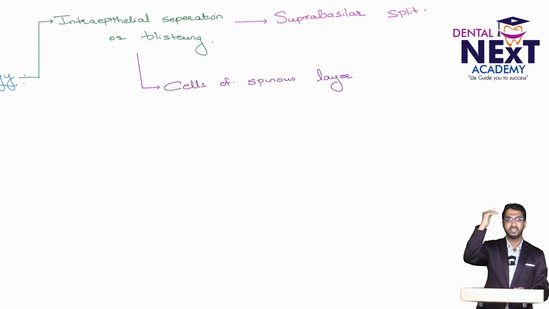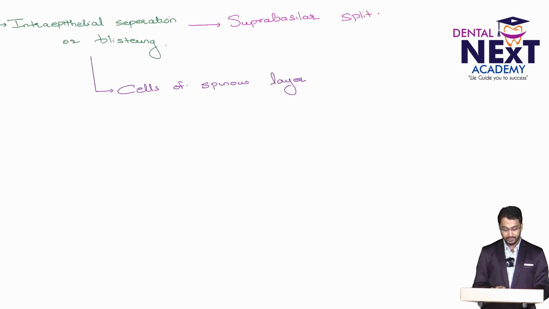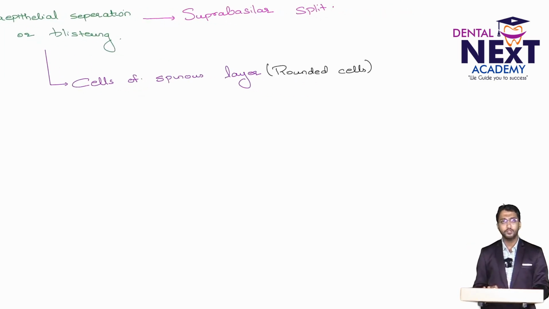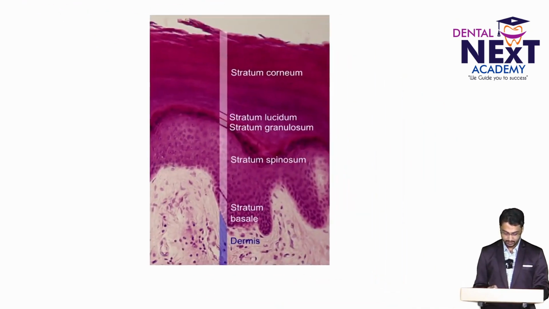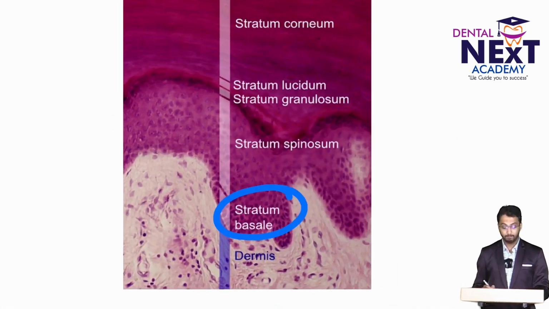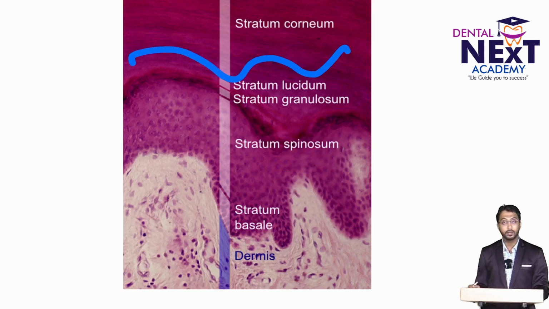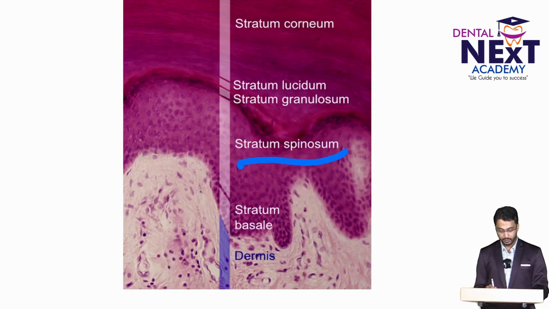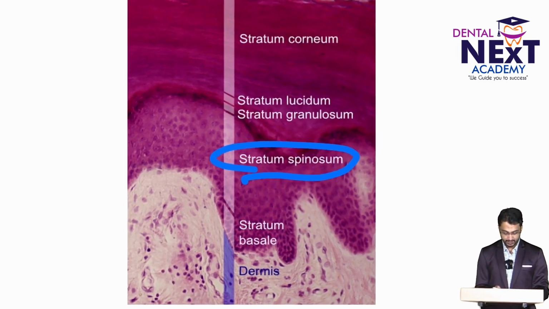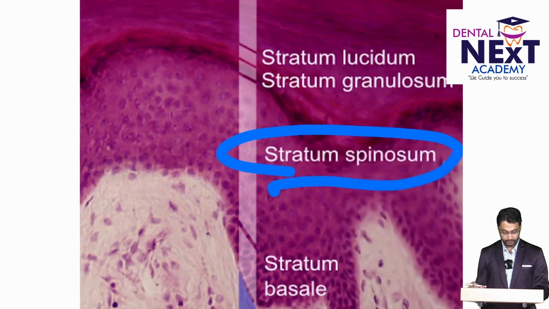Now you will see the cells of the spinous layer, I told you. So the basal layer, the spinous layer is there. Okay, so this is the basal layer, this is the spinous layer, and above that more layers are there, granulosum, corneum. But more importantly, what we are concerned with is the spinous layer, which has round cells. You can see there, round cells, isn't it? The cells are much more round.